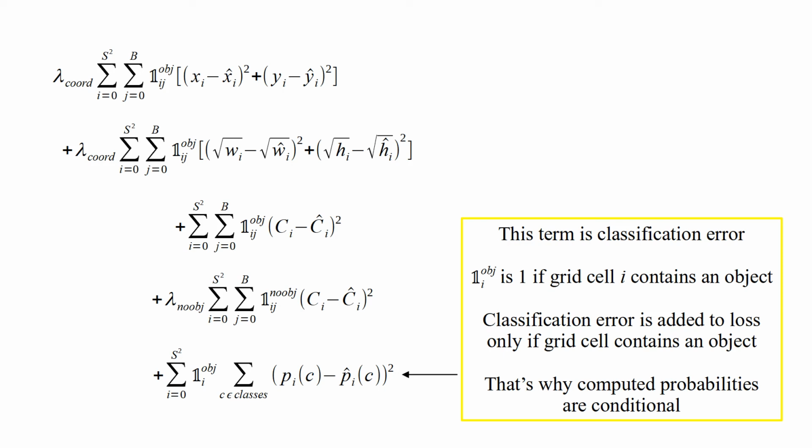The last term of the loss function is classification error. This term is multiplied with 1 if grid cell I contains an object. Otherwise, it is multiplied with 0. Classification error is added to the loss only if the grid cell contains an object. That's why the computed probabilities are conditional.